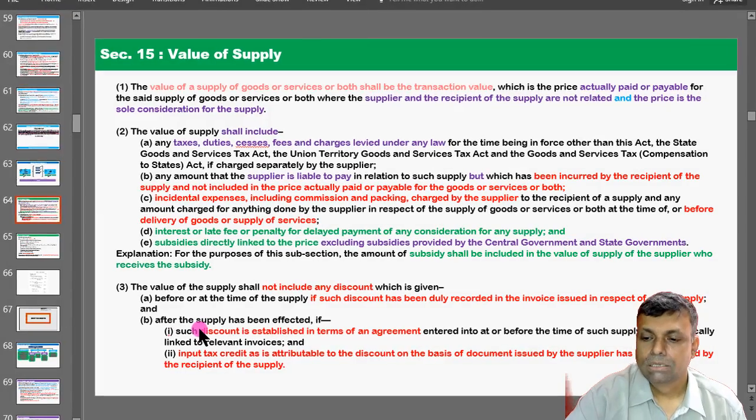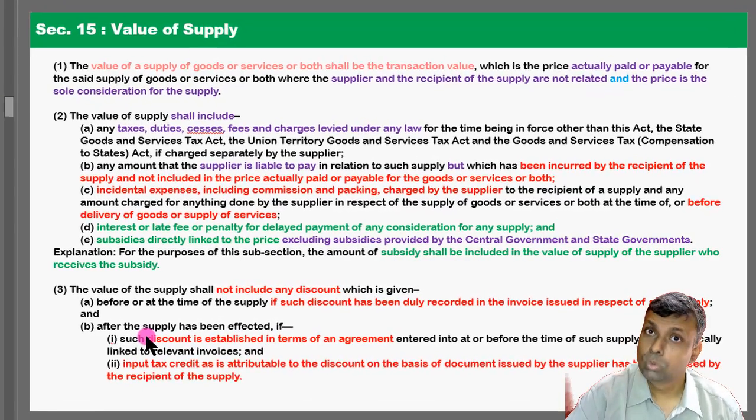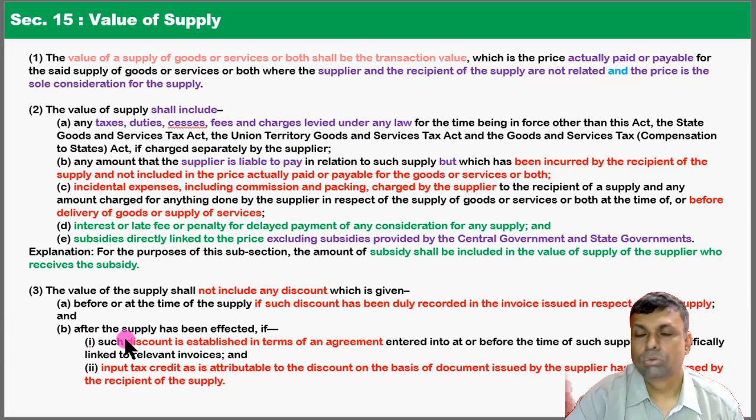The value of supply. Friends, this particular section, the value of supply, is also supported with a variety of rules in a typical situation. But right now, I'm just discussing the value of supply to you. This value of supply is a very logical and straightforward provision.